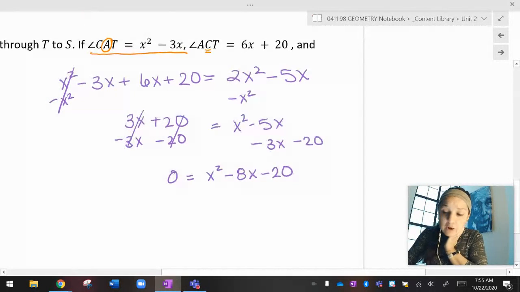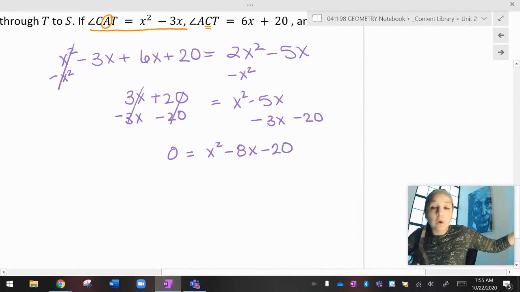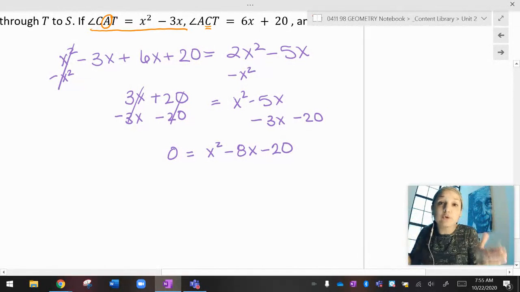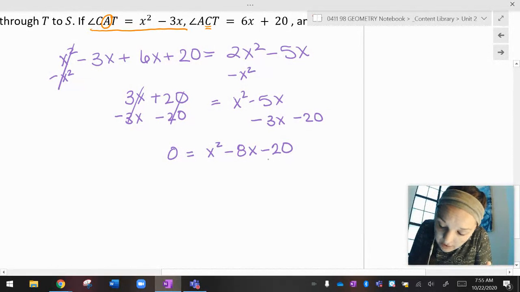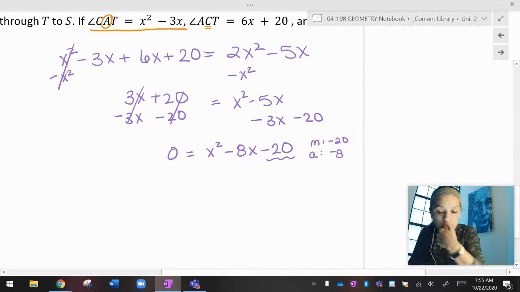And then again, we're like light years away from geometry now, and we're only in algebra land. In algebra land, when I have a quadratic set equal to 0, one of the strategies for solving it is to factor. So I need to find two numbers that multiply to negative 20 and that add to negative 8. Well, 1 and 20. Nope, not going to get an 8 there. 2 and 10. Ooh, 2 and 10 can get an 8.